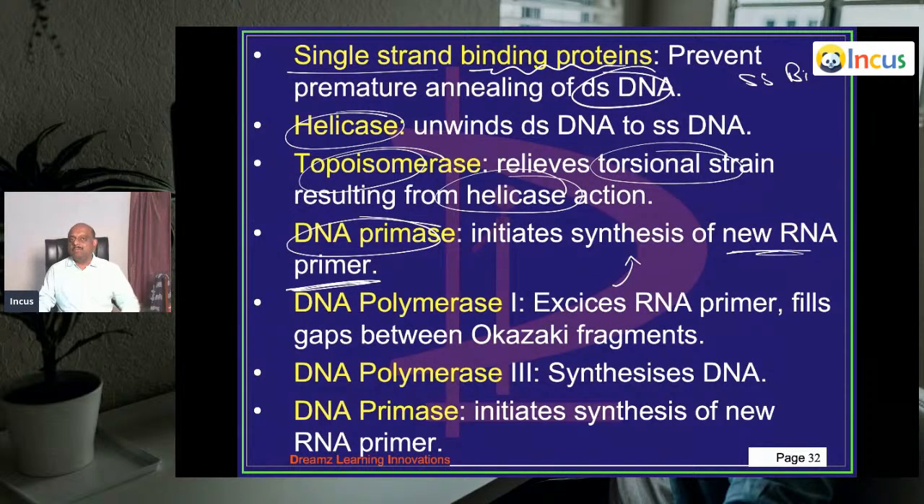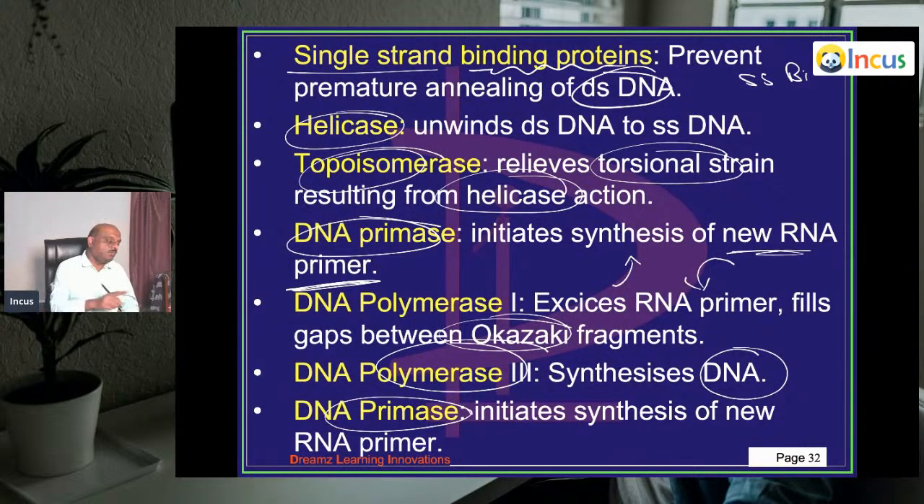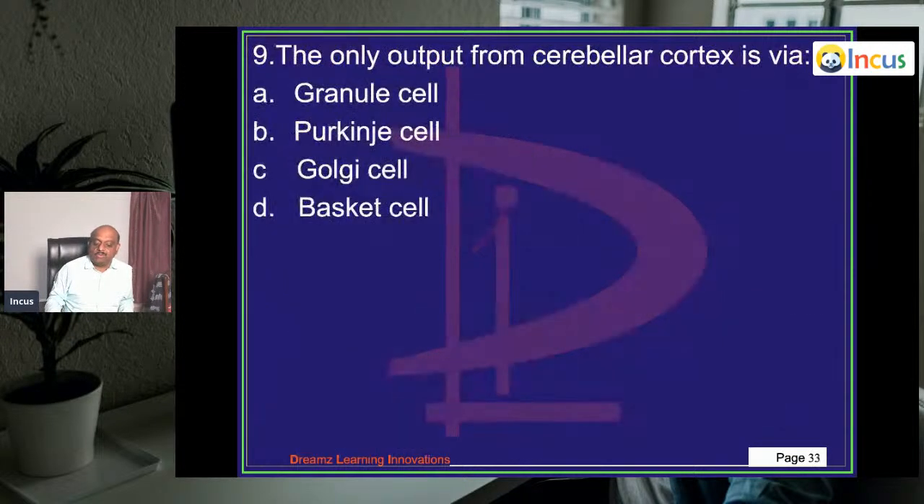DNA polymerase 1, it excises the RNA primer, fills the gaps between Okazaki fragments. DNA polymerase 3, it synthesizes the DNA. And DNA primase is the one which you need to remember, which initiates the synthesis of the new RNA primer, and polymerase 1 is the one which excises the RNA primer, is what you have to understand.